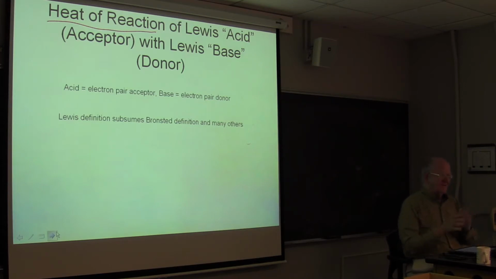And I did this deliberately because the language is bass-ackwards. When we talk about a Bronsted acid, it's a proton donor. You said an H plus, so it's a proton. And a base is a proton acceptor. And Lewis switches acceptor and donor because it's an electron pair acceptor and electron pair donor. So don't get confused by that.